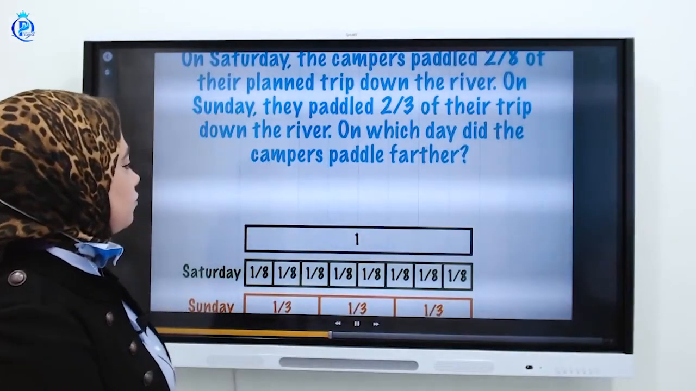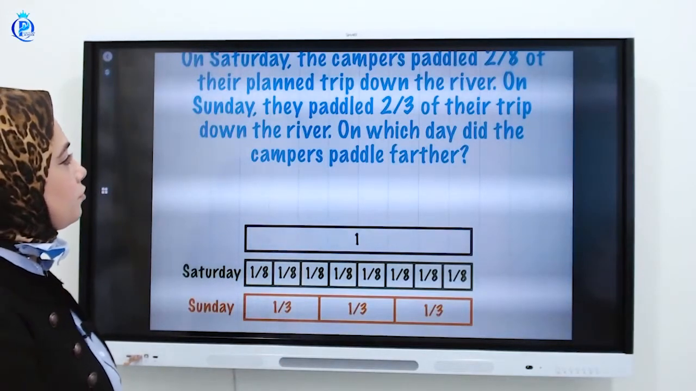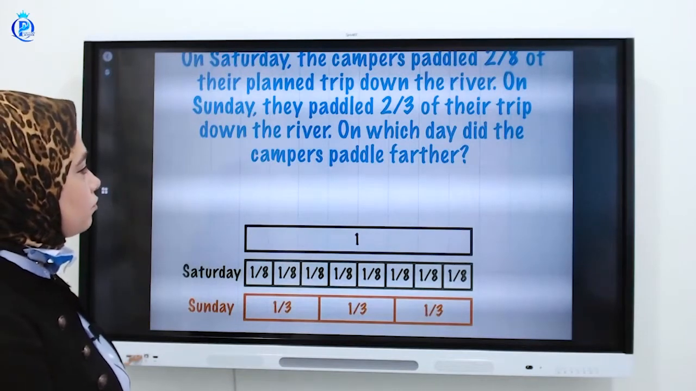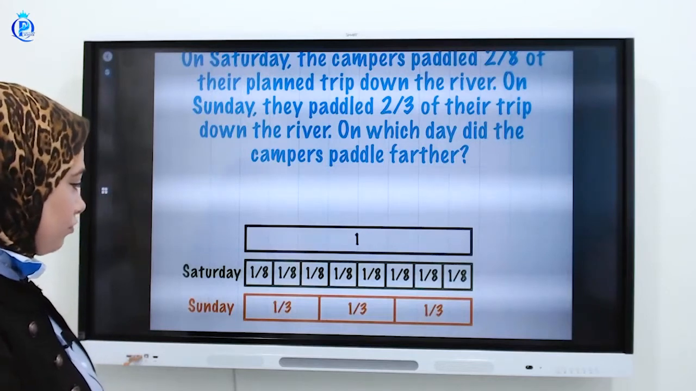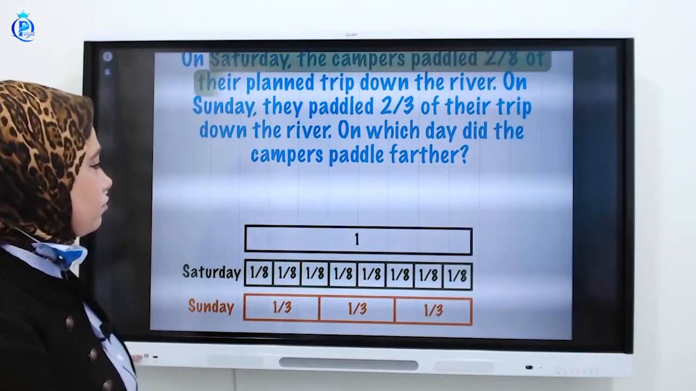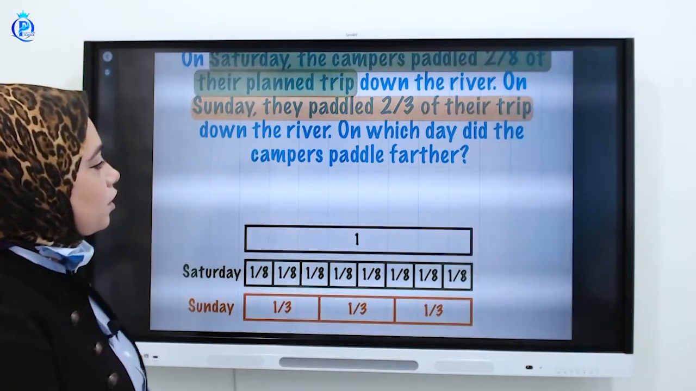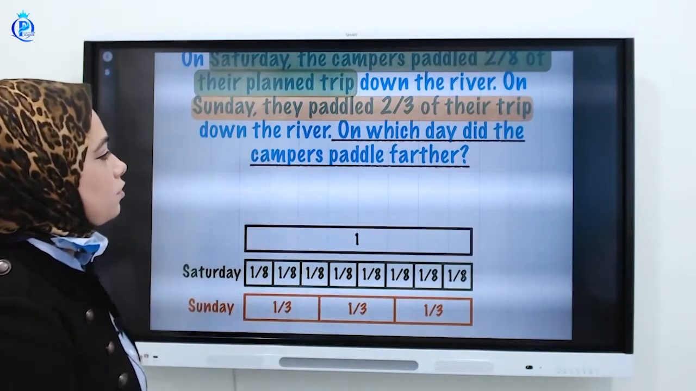Let's try a word problem now. It says, on Saturday, the campers paddled 2/8 of their planned trip down the river. On Sunday, they paddled 2/3 of their trip down the river. On which day did the campers paddle farther? So my important information: on Saturday, they paddled 2/8 of their planned trip, and on Sunday, they paddled 2/3 of their trip. We're trying to figure out what day they paddled farther.